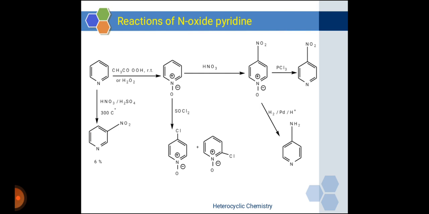Again it reacts with nitric acid to form the 4-nitropyridine N-oxide molecule. This again undergoes reduction in the presence of palladium and acid to form the product. Otherwise it reacts with PCl3, phosphorus trichloride, to remove the oxygen and form the 4-nitropyridine structure. So these are the various reactions of pyridine N-oxide.